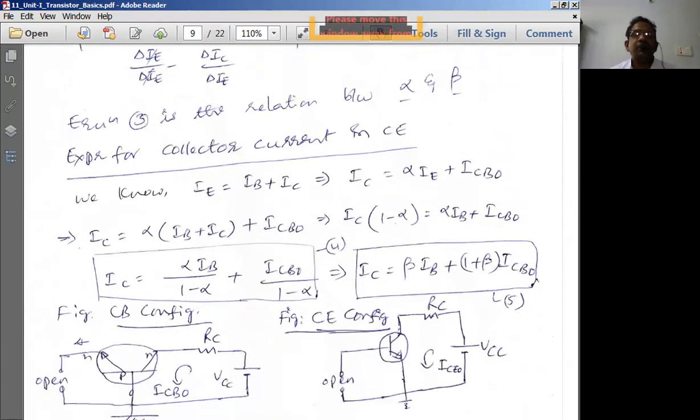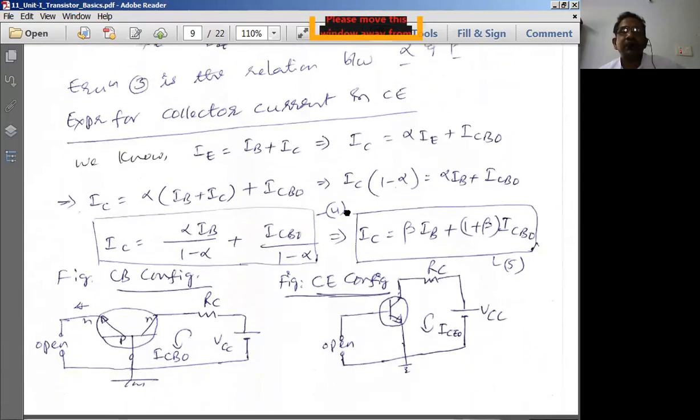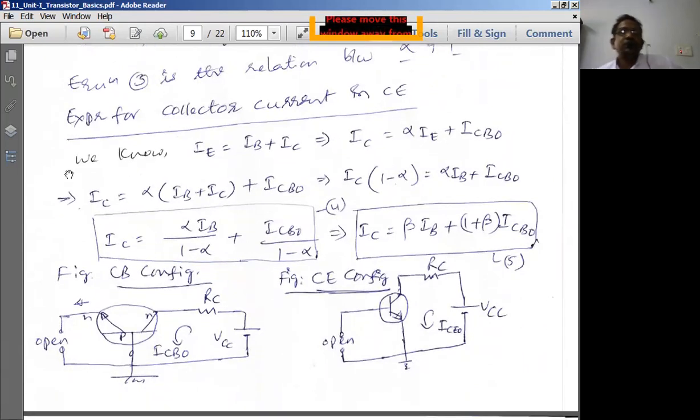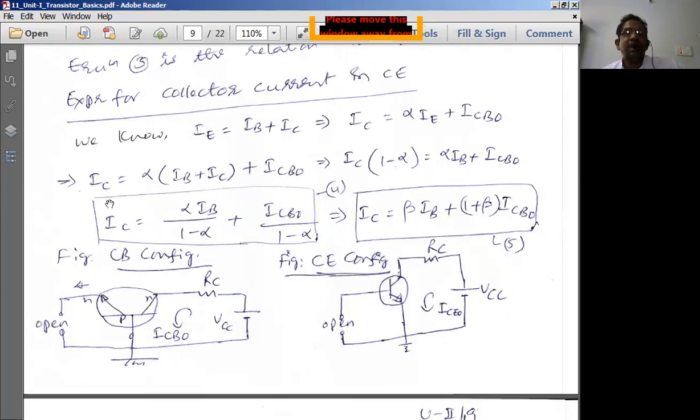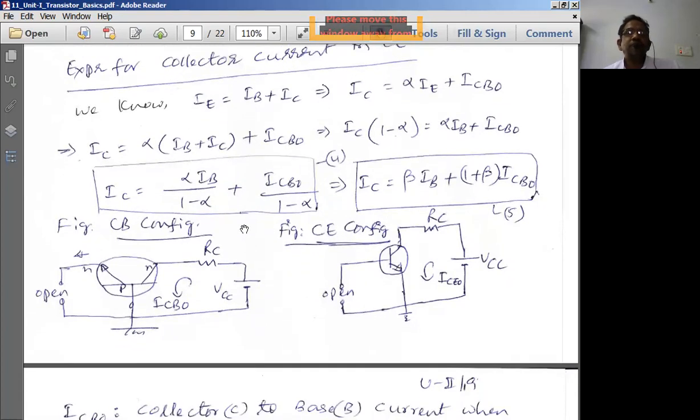So now let us look into the expression for collector current in CE configuration. This is the general current equation. IC is equal to alpha IE plus ICBO. So IC is equal to alpha IE, which means IB plus IC, plus ICBO. And finally, this alpha IC I can take on the left hand side. Once I take it, I can write this as IC into 1 minus alpha, plus alpha IB plus ICBO.